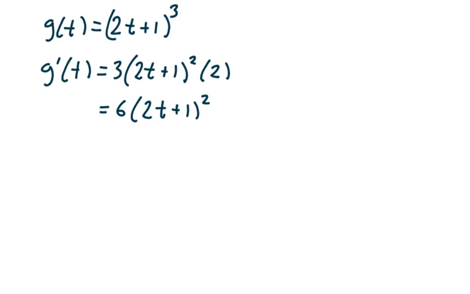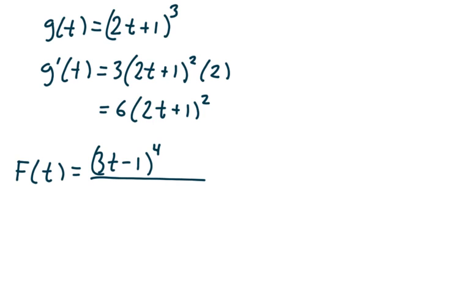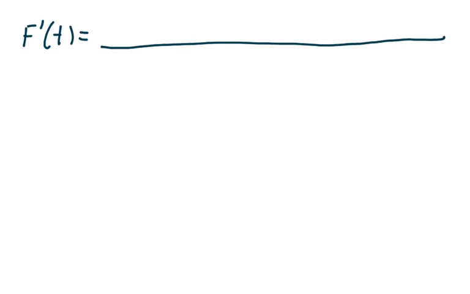Now, f of t is equal to, I get 3t minus 1 to the fourth divided by 2t plus 1 raised to the third. And I want f prime of t. Now, my bottom function is 2t plus 1 to the third.